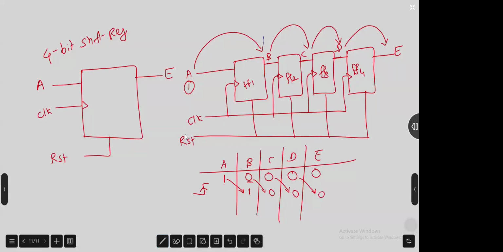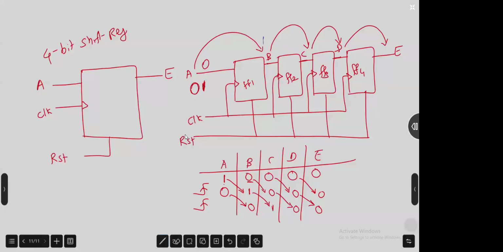Very simple. Now, what is my next bit? Let us assume that my next bit is 0. सबसे पहले 1 दिया, उसके बाद में मैं यहाँ पे A को क्या दे रहा? 0. Okay. So at next rising edge, what happened? जो कुछ भी A में है 0, वो कहाँ पे जाना चाहिए? B में. B में क्या था? 1, वो कहाँ पे जाना चाहिए? C में. C में क्या था? 0, वो जाना चाहिए D में. D में क्या था? 0, वो जाना चाहिए E.